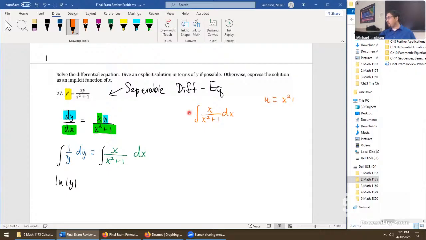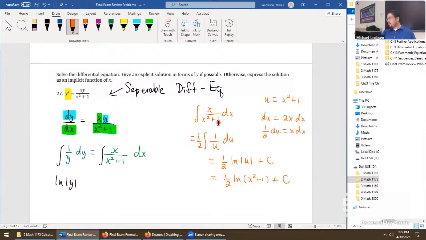Let's let u be x squared plus 1. Just an ordinary u substitution. du is 2x dx, or a half du is x dx. So this x dx in the numerator gets represented as 1/2 du. There's now just a 1 in the numerator, and we specified our denominator should take the form u. That means it's 1/2 natural log absolute value u. Throw the constant there. And finally, this is 1/2 natural log of x squared plus 1 plus a constant.